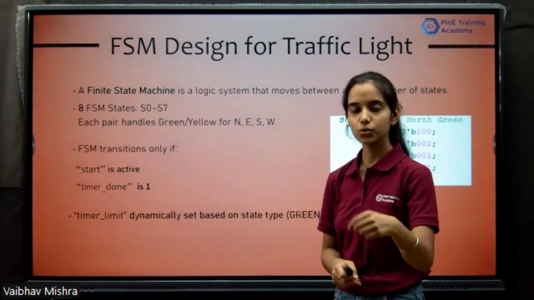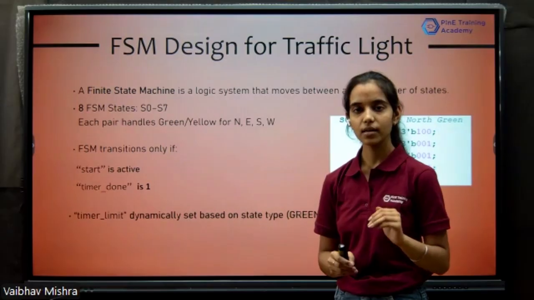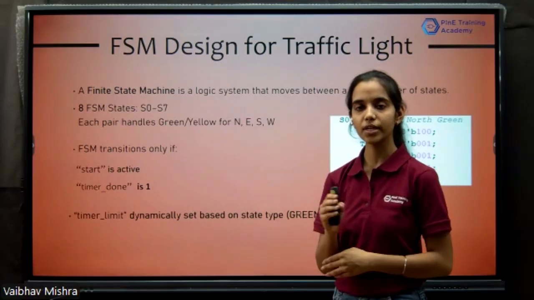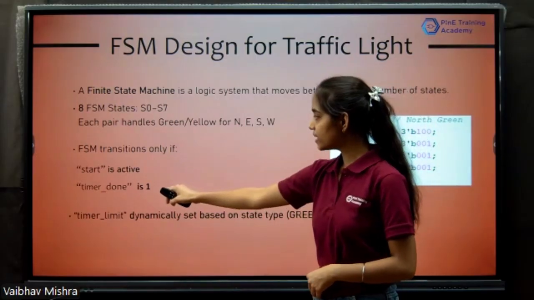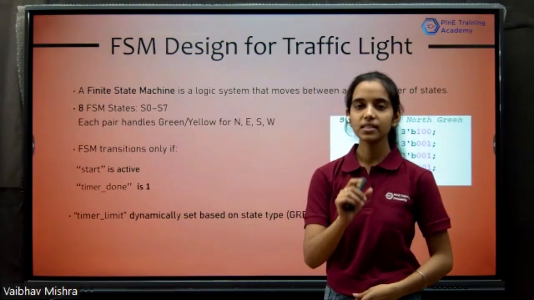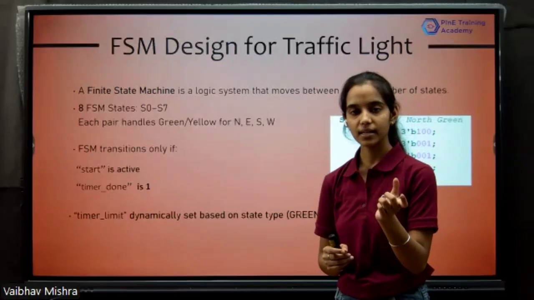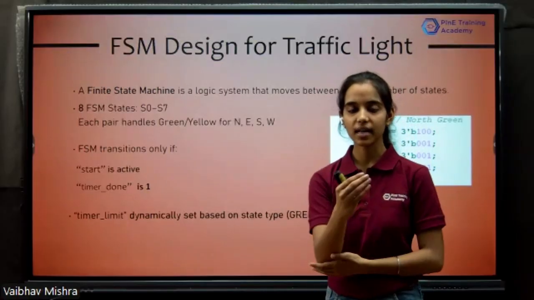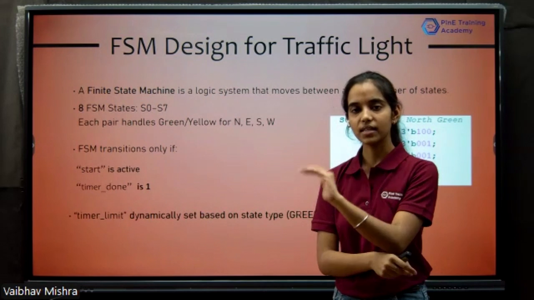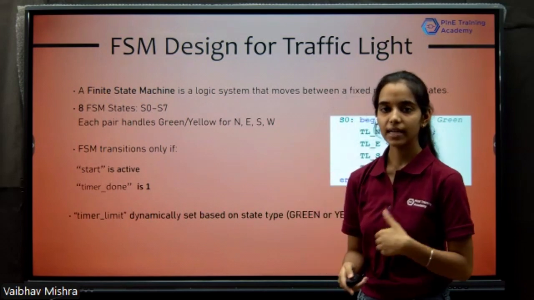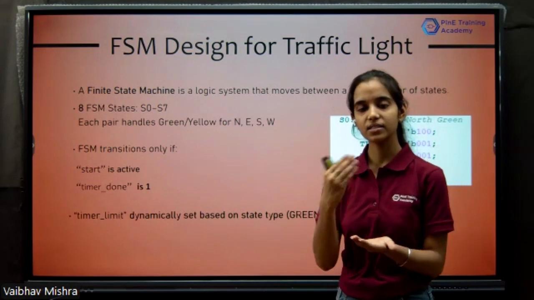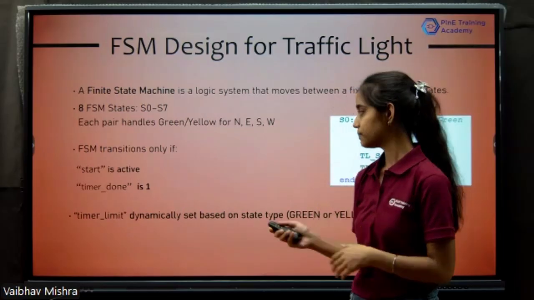Okay, so in our transition logic, in our code, we have used start as an active button. If we switch to start, the system light will continue and it will go on in a loop. The timer done is set to 1. Basically, timer done is a register used in our code, and if it is set to 1, then our timer will stop and it will transition to the next logic. And if we are at red, then we will transition to yellow and further on.